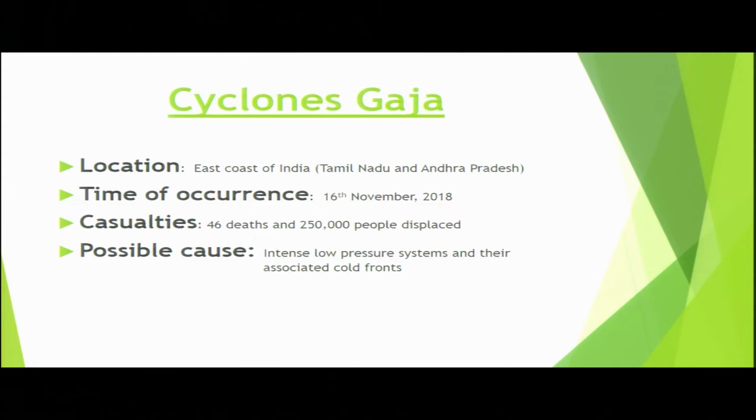I am sure sir has taught you in detail about this cyclone. Here we are just looking at a few bullet points. For example, the location was the east coast of India. It hit Tamil Nadu and Andhra Pradesh. Time of occurrence was 16 November 2018. Casualties: 46 deaths, and 2,50,000 people were displaced because of this cyclone. These cyclones are very common on the east coast of India. As you can see, 2016 Vardah and now cyclone Gaza.